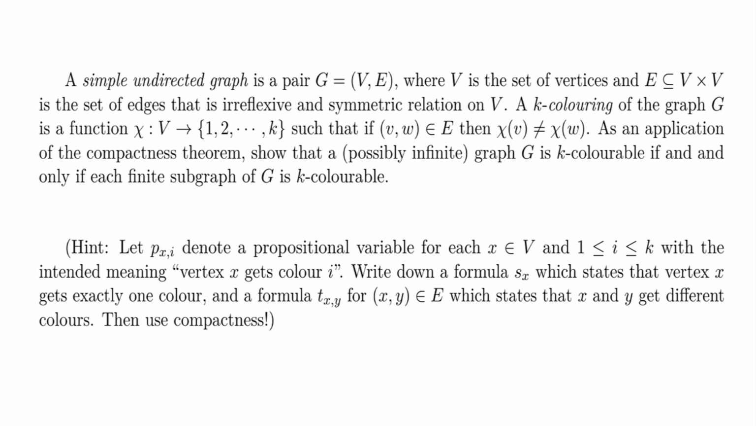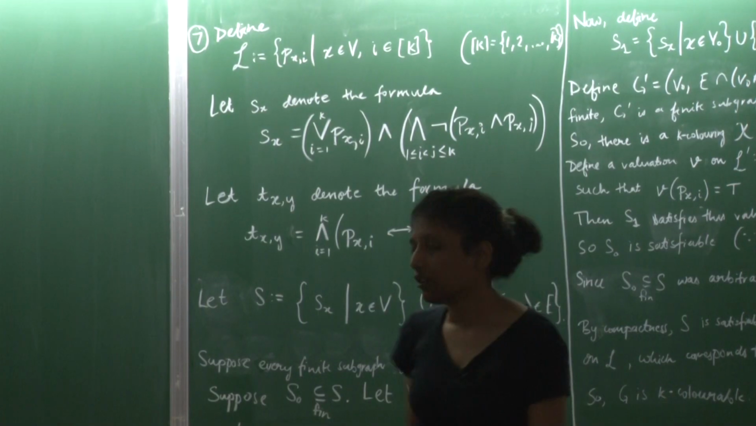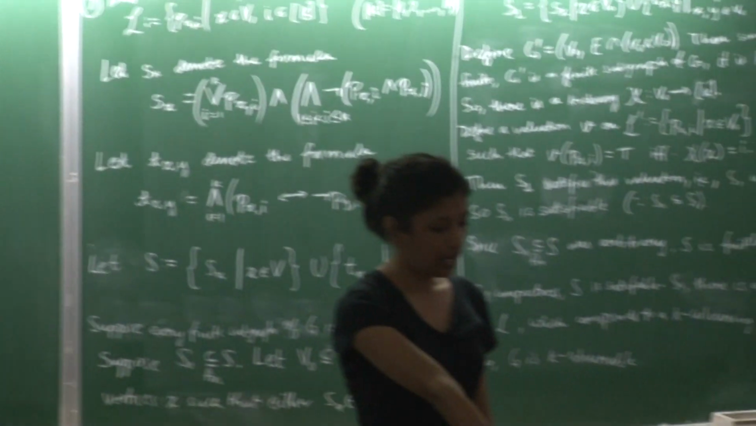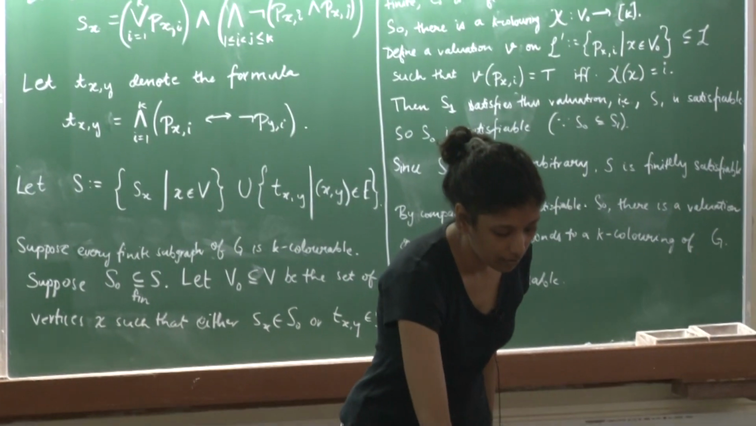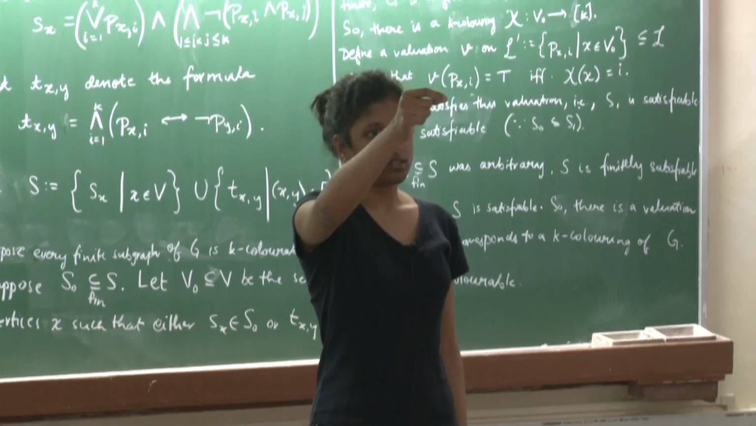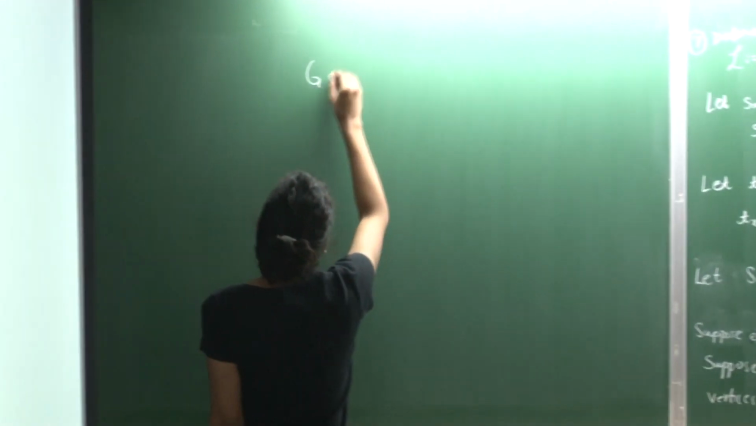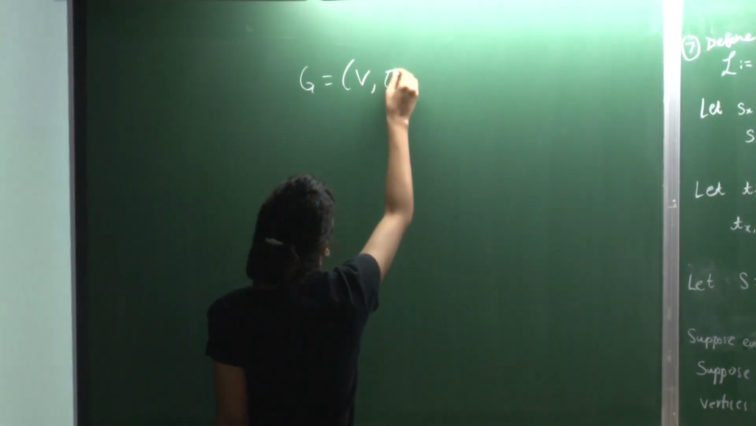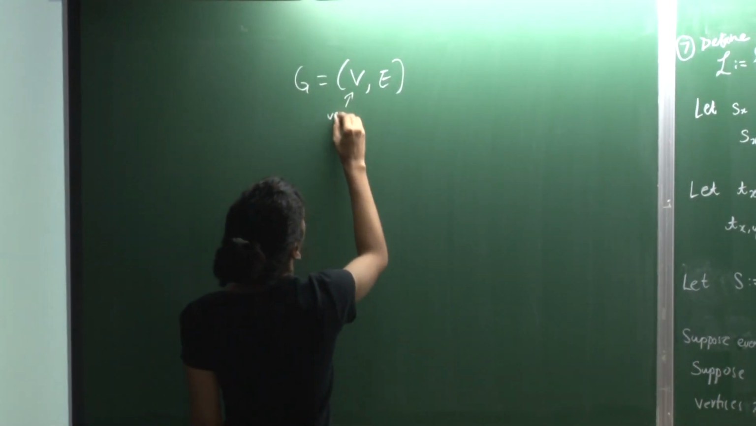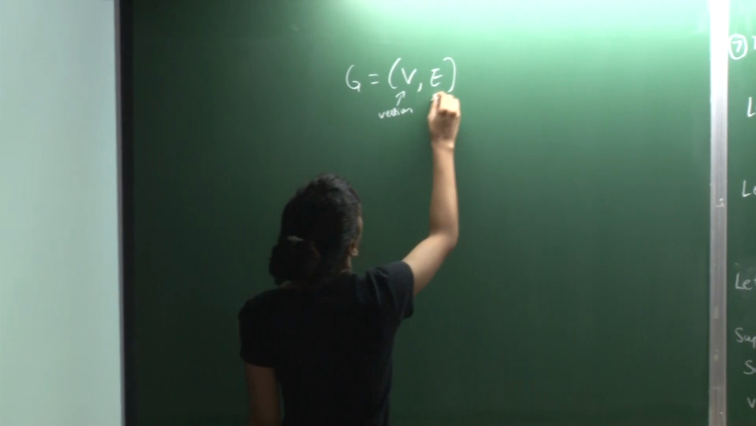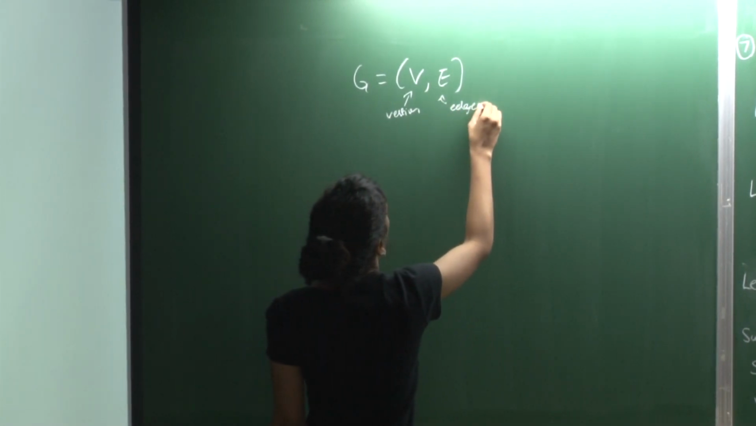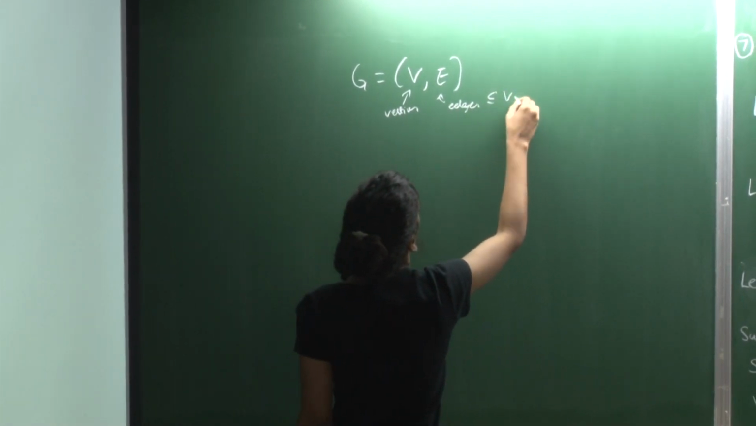So I'll talk about what a graph is first. So the formal definition has been given in the question. The formal definition of a simple undirected graph. So it's given by a pair. So the question tells you that a graph is a pair V comma E, where this is a set of vertices and this is a set of edges, which is a subset of V cross V.